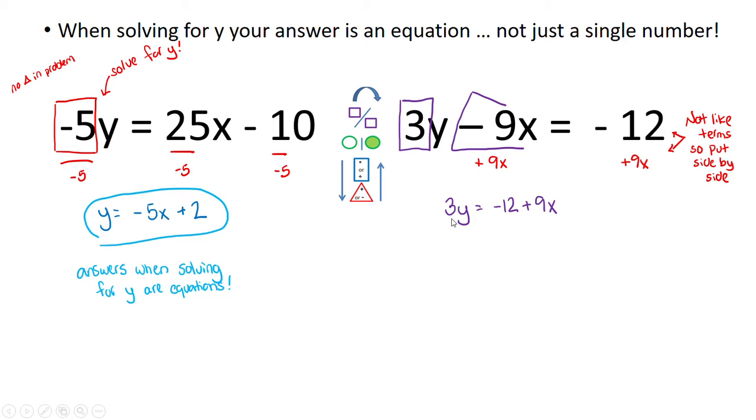Now next, move the 3 that's in front of y by dividing by 3. So if you take both the negative 12 and divide by 3 and the 9 and divide by 3, we'll have our answer. So it'll be y equals negative 12 divided by 3 is negative 4. 9x divided by 3 is positive 3x. And this is my answer to this problem.